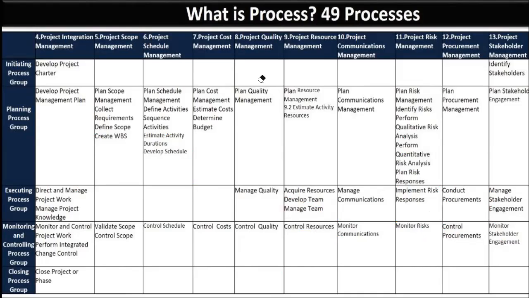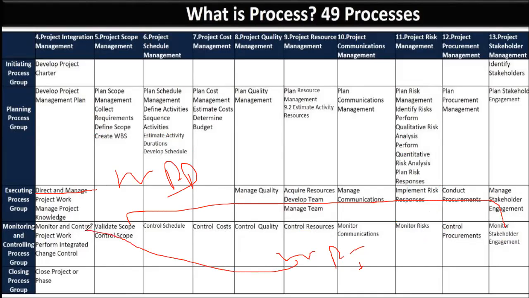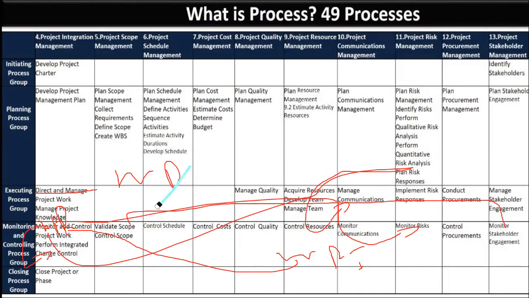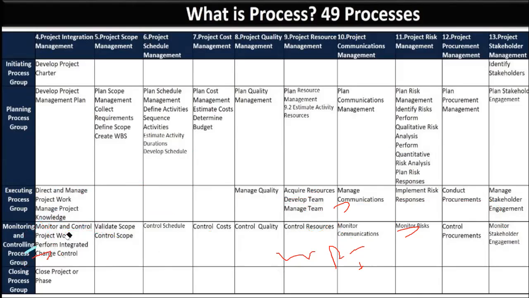Good. So in direct and manage work, work performance data is generated. It goes to all controlling processes. It gets converted into work performance information. Work performance information goes into monitor and control project work. It becomes the work performance report. The work performance report goes to perform integrated change control, where you evaluate change requests. It goes to manage communication, where you communicate all information. It goes to monitor risk, where you check the status of risk. Okay, that is all about project information.